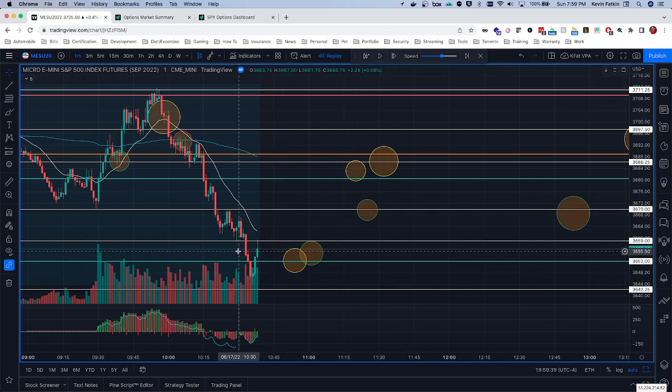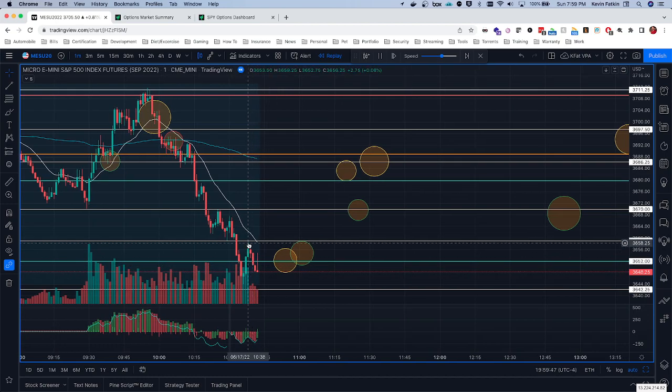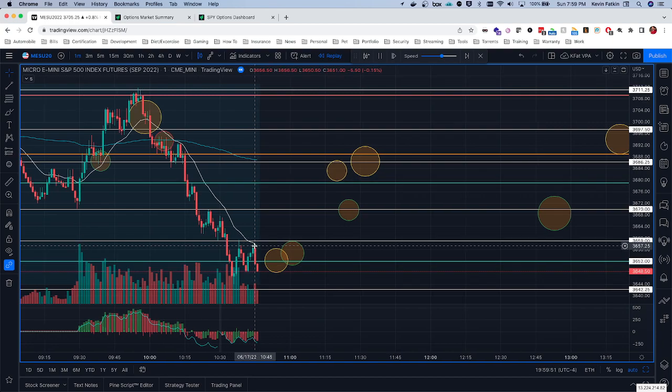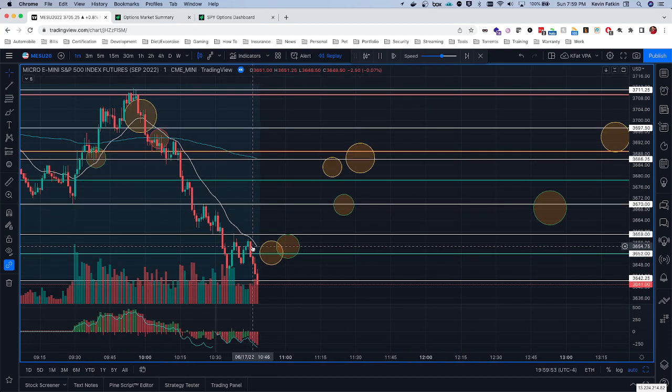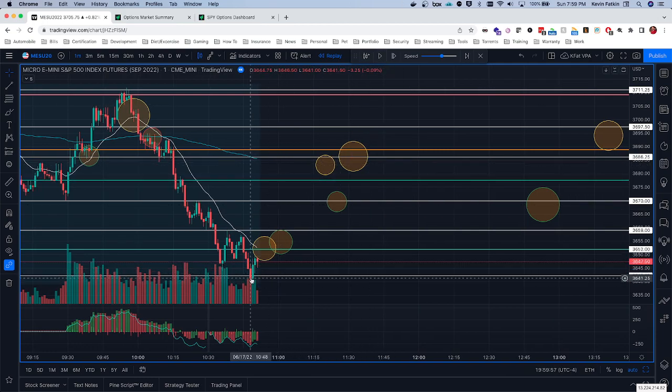Now again, we're getting a retest of this level, which would have been a good time to enter positions, especially because we had stopping volume holding up that level. We could sort of start chopping around, and then as you can see, we continue moving lower, and then right here, when we get this level hold, would have been the ideal exit.